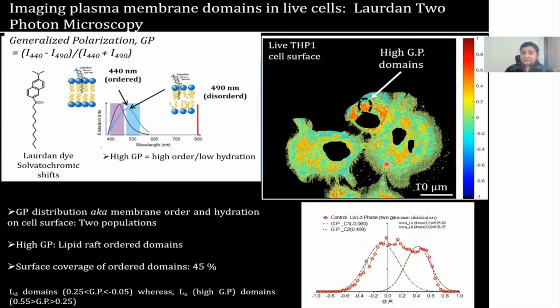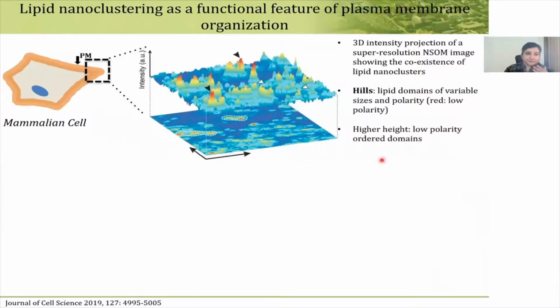And why this is important is because, in accordance with literature, the plasma membrane of mammalian cells is not a uniform bilayer. Rather, it exhibits some kind of domains or nanoclustering of lipids, which has some kind of functional implication. And it is one of the defining features of the plasma membrane in mammalian cells.